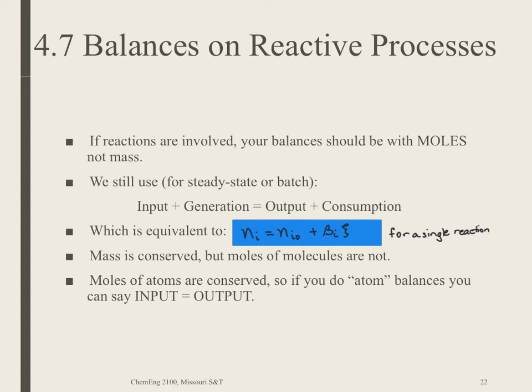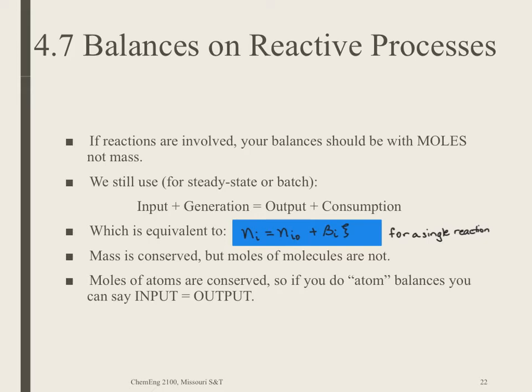We're still going to use the same basic equations for steady state or batch. Input plus generation equals output plus consumption. And this is equivalent to, for a single reaction, the number of moles in, or at the end, is equal to the number of moles at the beginning, plus beta, which is the stoichiometric coefficient, plus the sign, times squiggle.